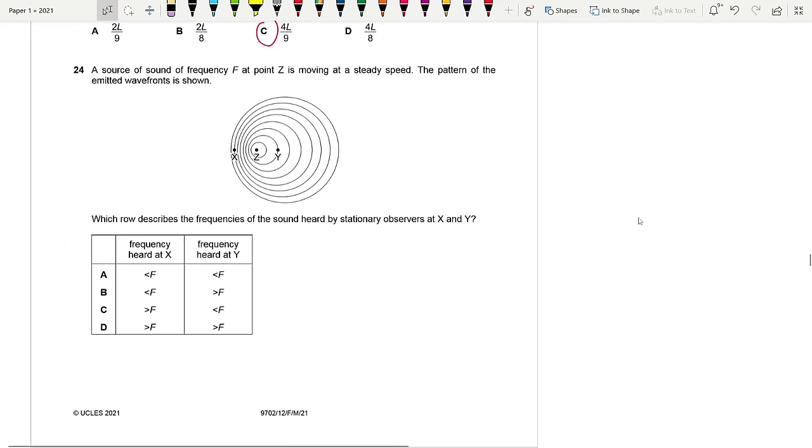Okay. So listen, at Y, wavelength is higher. So when wavelength increases, frequency must decrease. Okay? And at X, compared to the original, the wavelength is much shorter. So when wavelength decreases, frequency increases. So at X, the frequency will be greater. And at Y, the frequency will be less than the original frequency, F. Do you understand? The original frequency at Z. So 24 is C.